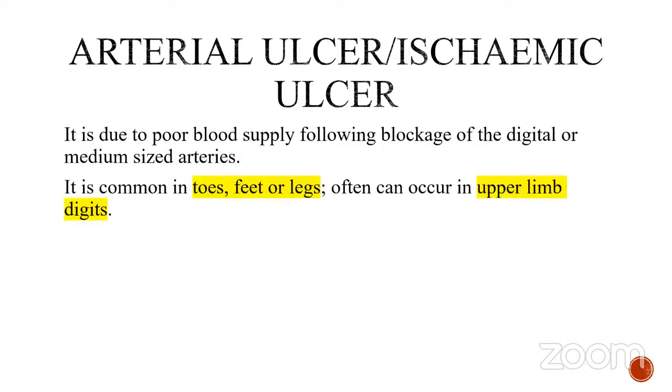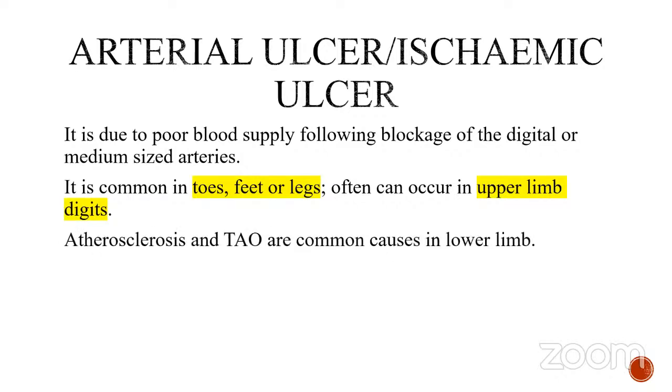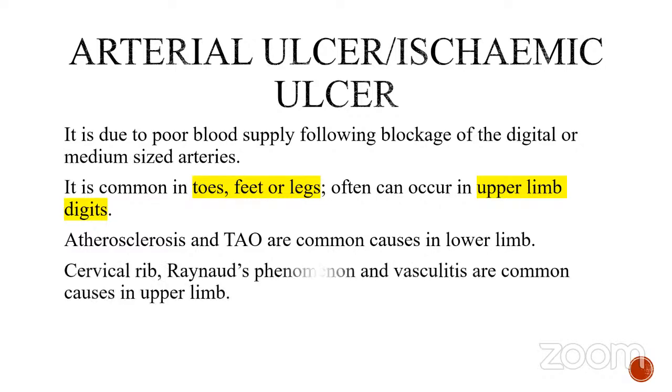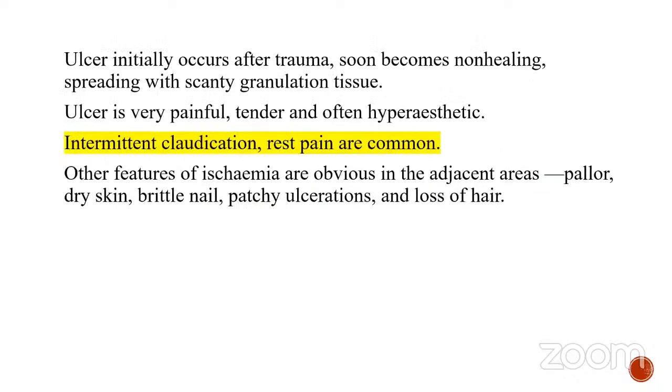It's common in toes, feet, legs, or even in the upper limb digits we can see arterial ulcer. Atherosclerosis and Buerger's disease, thromboangiitis obliterans, are the common causes of arterial ulcers in the lower limb. Whereas in the upper limb, most common causes are cervical rib, Raynaud's phenomenon, vasculitis. We'll see about all these in further classes. So these are the causes of arterial ulcer in the lower limb as well as the upper limb.